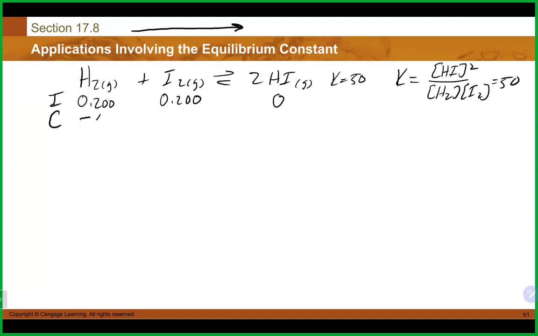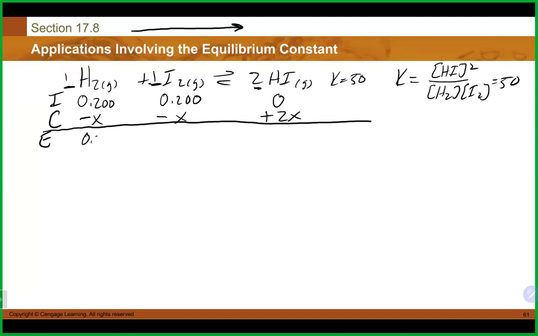So this would be minus x. Again, the coefficient here is 1. This would be minus x. The coefficient is 1. This would then be a product, which would be plus 2x as the coefficient is 2. And again, as I mentioned earlier, that is really important. Otherwise, you will not have the right mole-to-mole relationship and you will get the wrong answer. At the equilibrium step, we're just going to carry everything down.